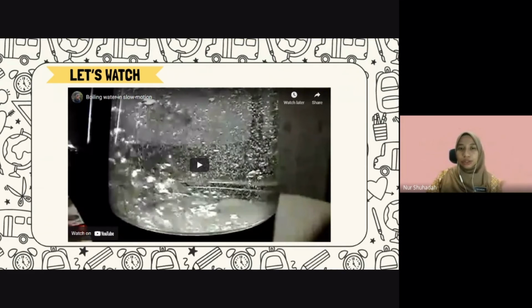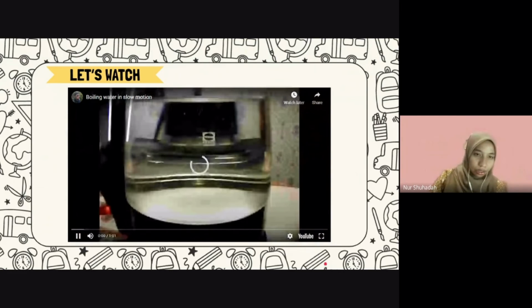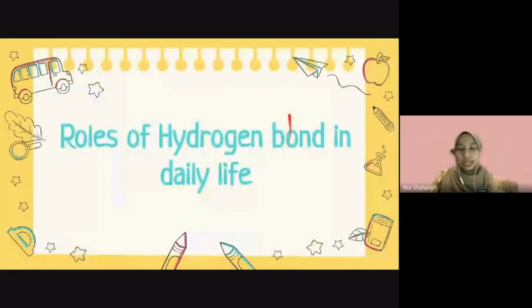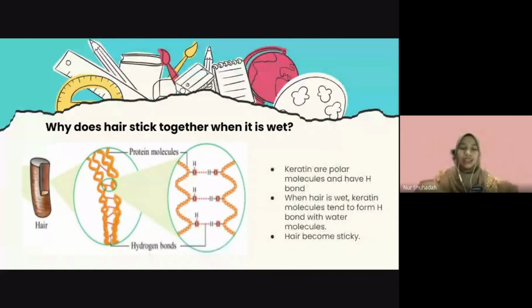Okay, so I will continue. So we continue with roles of hydrogen bond in daily life. So why does hair stick together when it is wet? First, in hair we have keratin. Keratin is a protein molecule and it has hydrogen bonds. So keratin is a polar molecule with hydrogen bonds. So when hair is wet, keratin molecules tend to form hydrogen bonds with water molecules. So that's why hair becomes sticky.